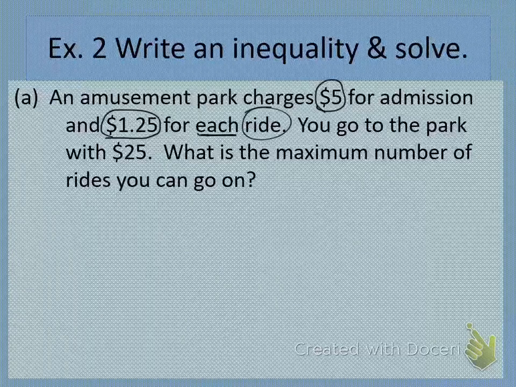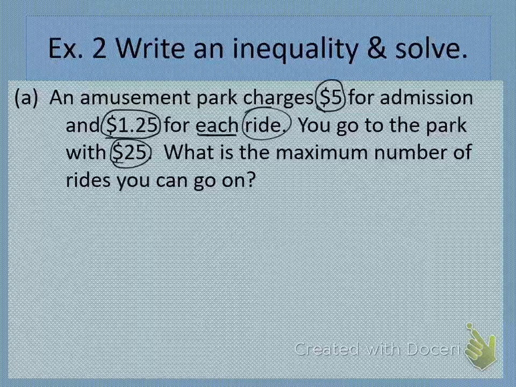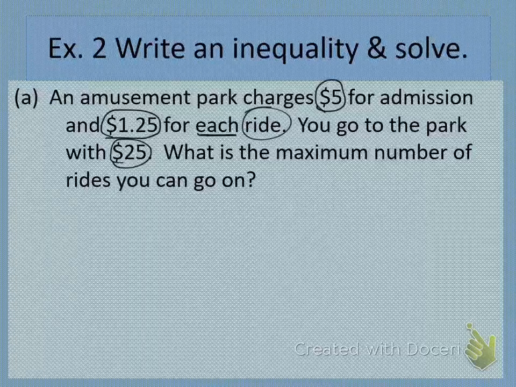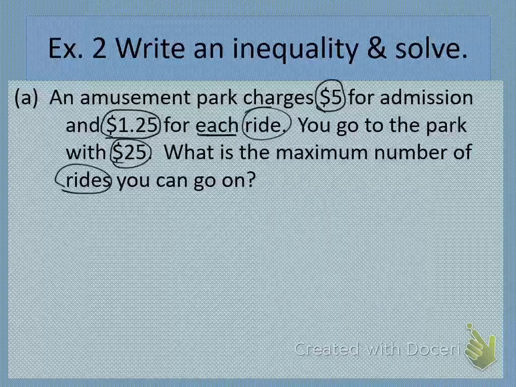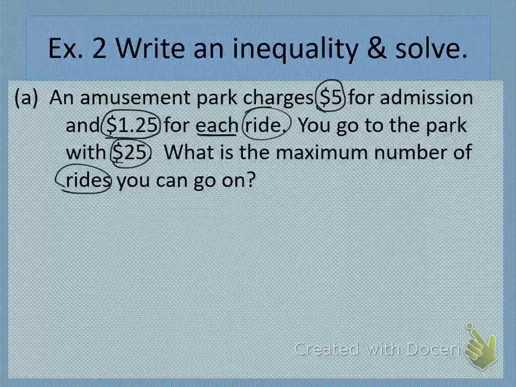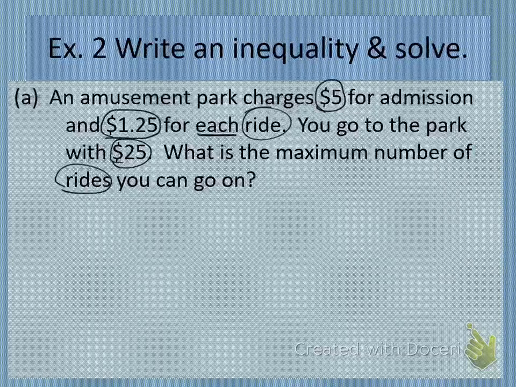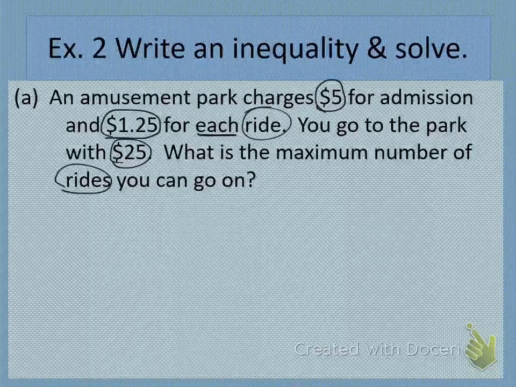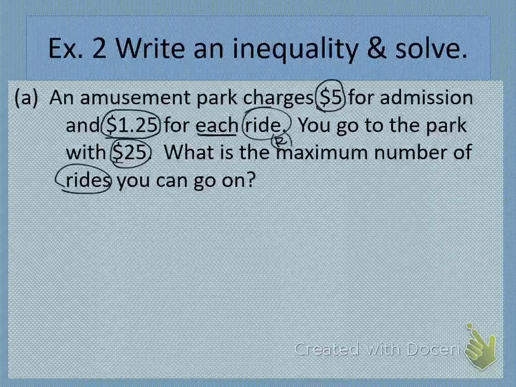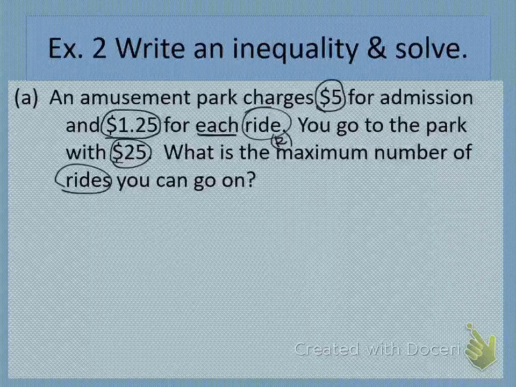Now, you go to the park with $25. So there's another important piece of information. You walk in or you go to the park with $25. So the question is, what is the maximum number of rides that you can go on? Now, there's the word rides again. We don't know anything about the ride. We're trying to find out how many rides we went on. So what is rides going to become in our inequality? The variable, the unknown, okay? And I'm going to use an R. Feel free to use an X or whatever variable you want, but I'm going to use an R because it just makes sense.